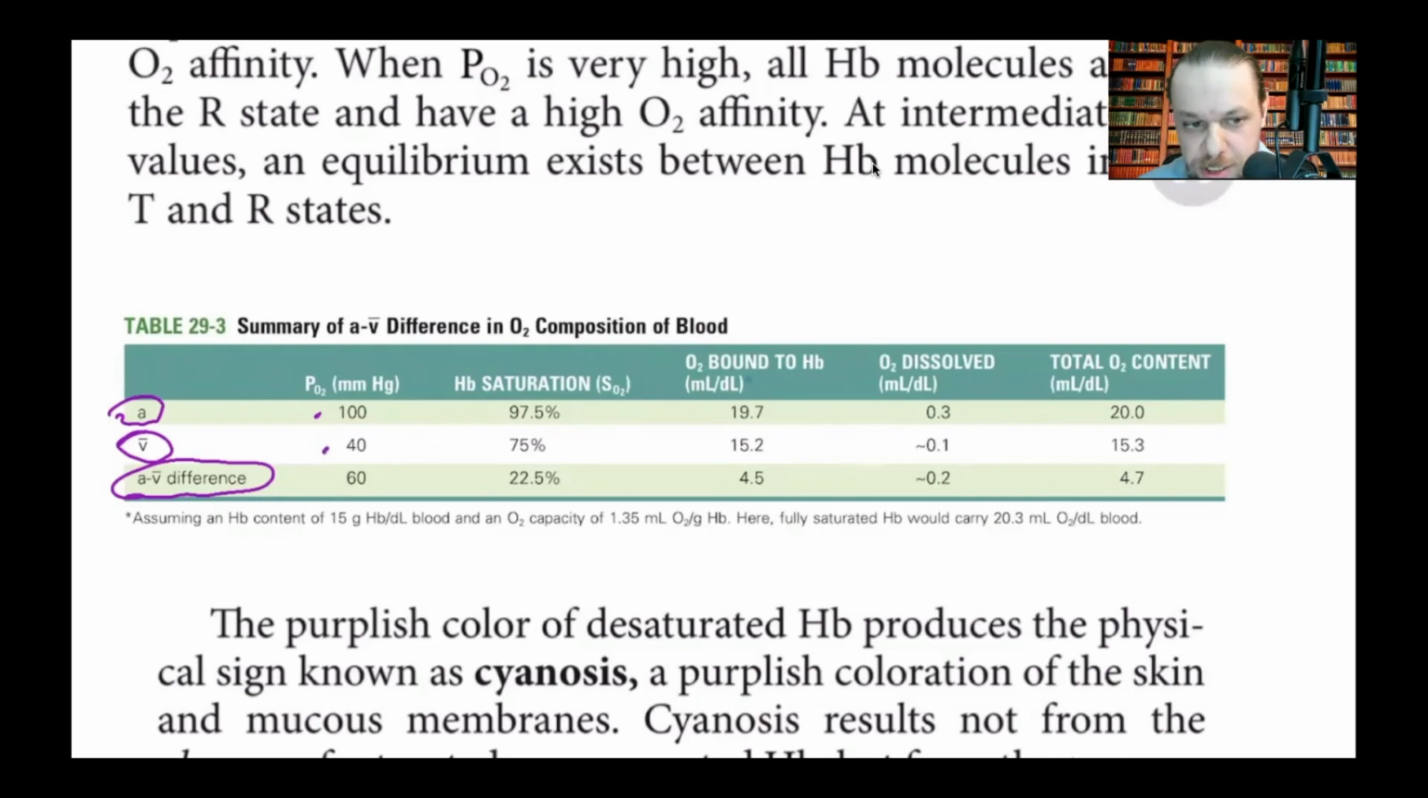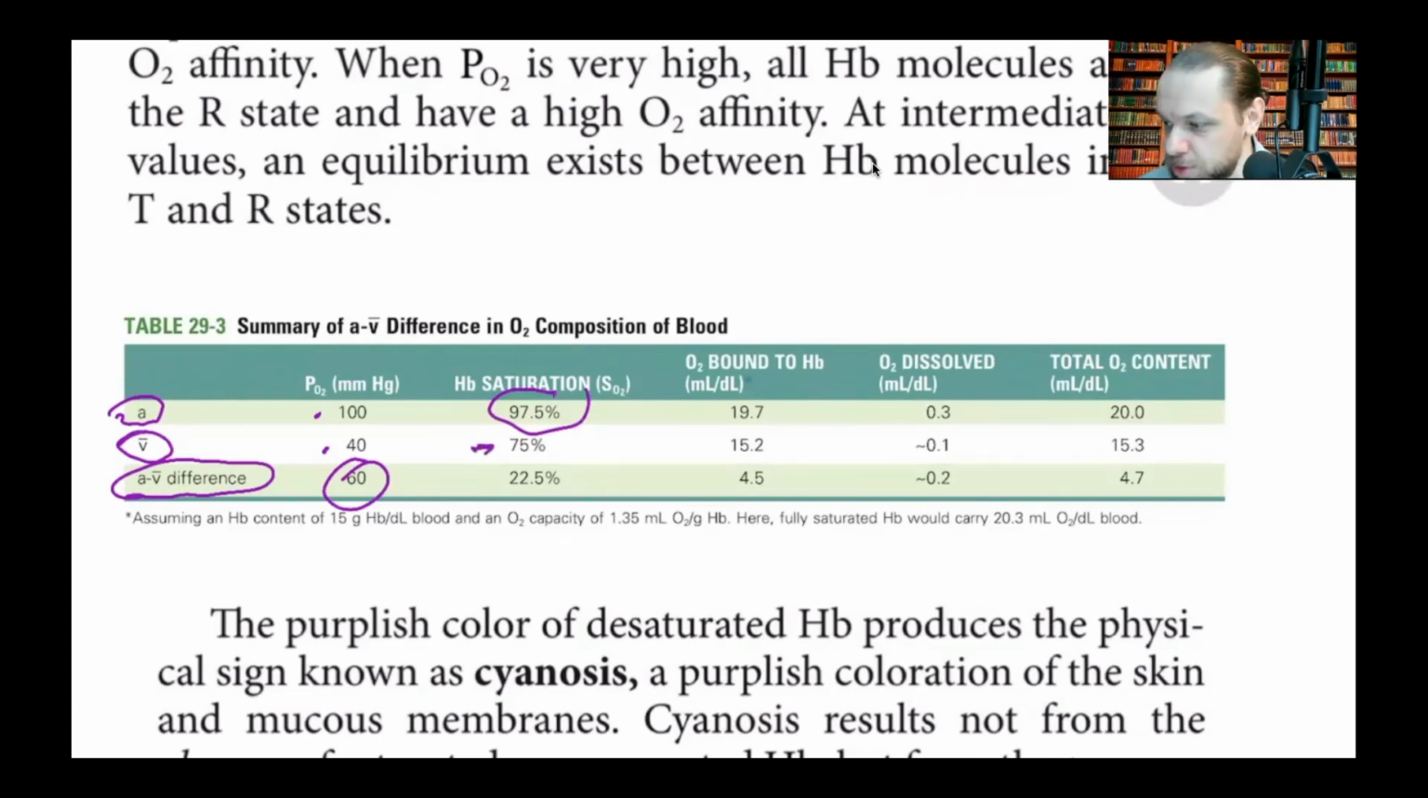Why? Because they utilize oxygen. The difference is 60. Here, they just give you saturation. So they say saturation of hemoglobin is 97.5, or usually reaches 100% on your arterial side at the lung level. And the tissue is right at 75%. Why?